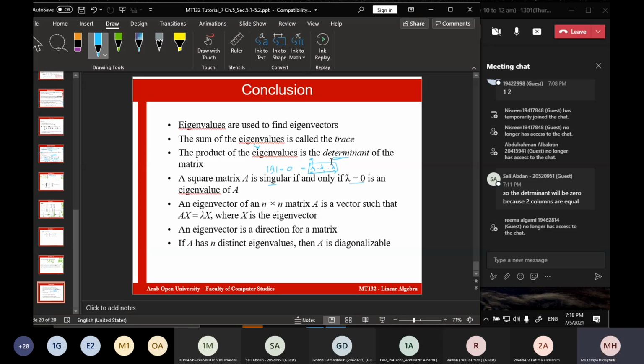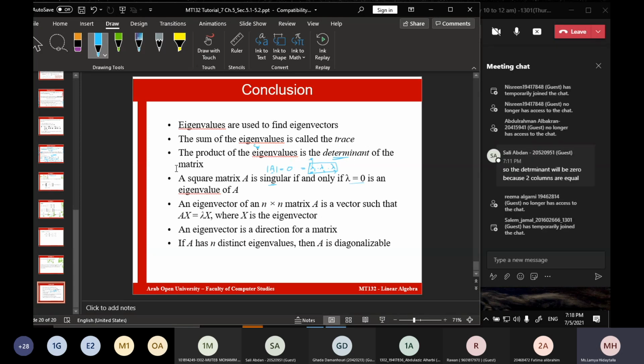One of these eigenvalues of A should be a zero number. Clear? So that the product is zero, because we have the statement here: the product of the eigenvalues is equal to the determinant of the matrix. So if the determinant is zero, what does that mean? At least one of these numbers should equal zero. Clear? So the determinant will be zero because two columns are equal.